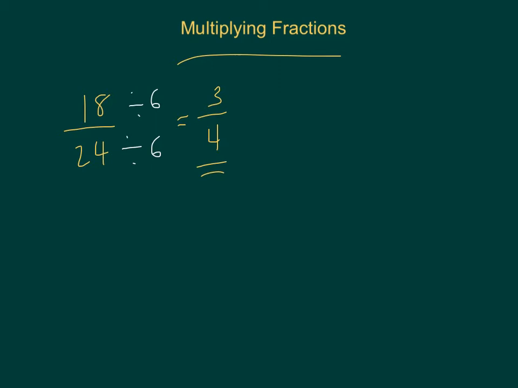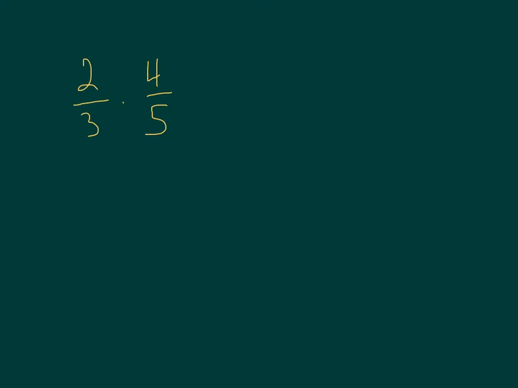Well, what does this have to do with multiplying fractions? Let's take a look. So let's start by taking a look at 2/3 times 4/5. How does the process of multiplying fractions take place? It's pretty simple. We're just going to multiply straight across the top and straight across the bottom.